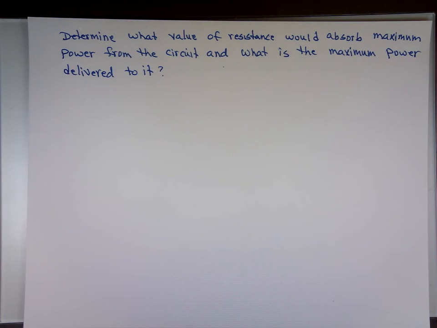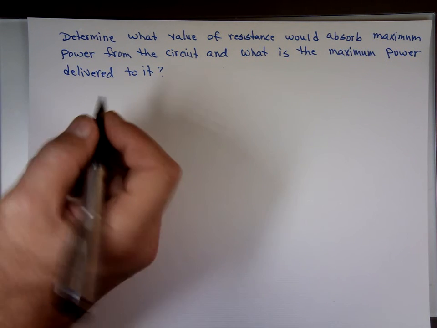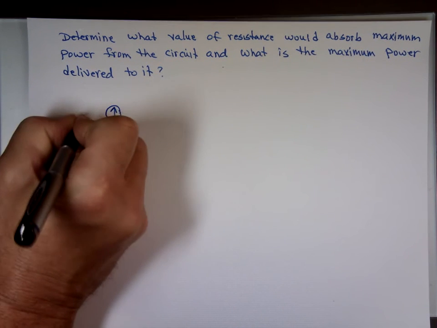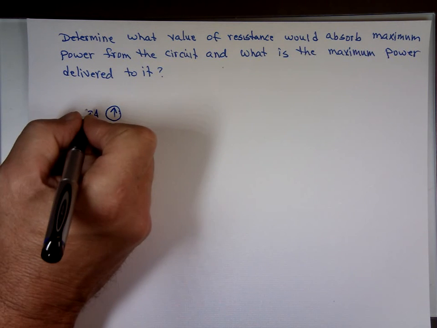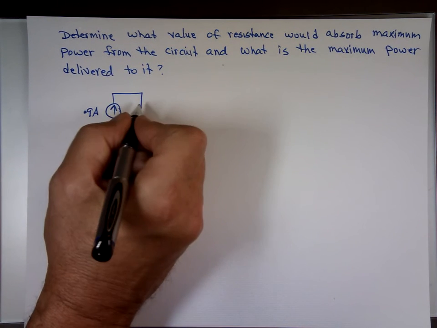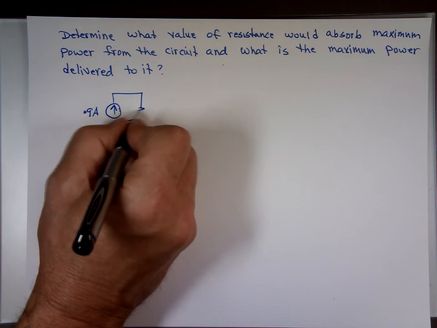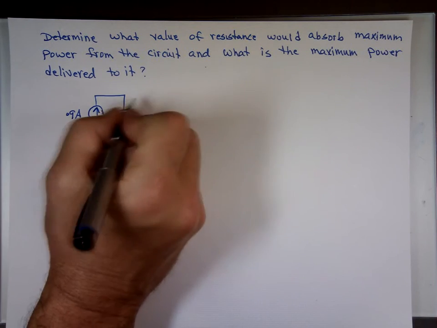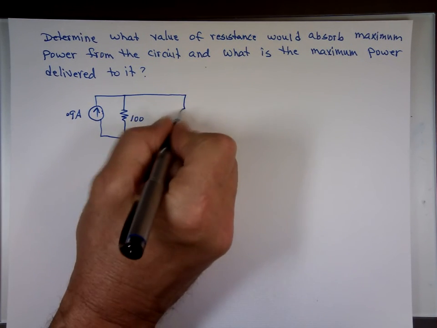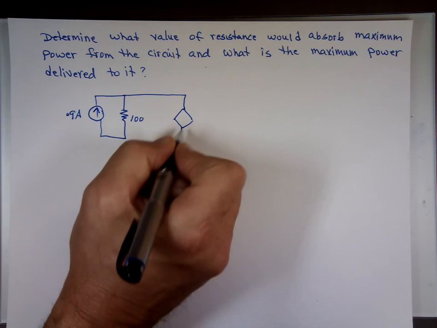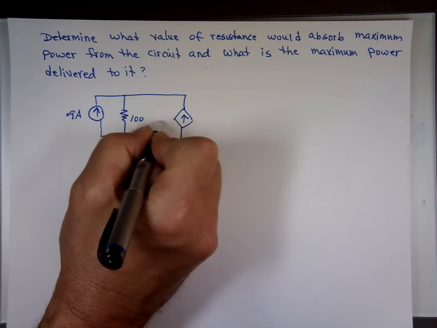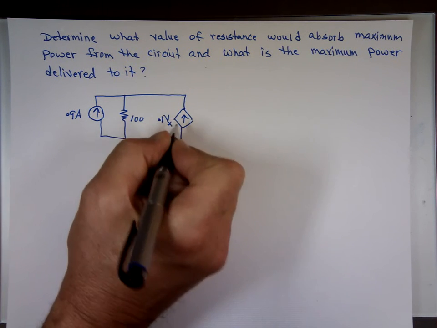And here's my circuit. Somebody already chopped it. We have a load there. We took it out. I can actually put that load back in. 0.9 amp. This is a 100 ohm resistor here in parallel with it. We have a dependent current source of 0.1 Vx, and I'll give you Vx later.